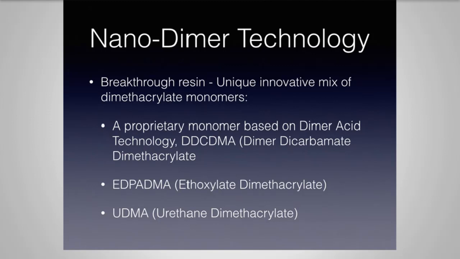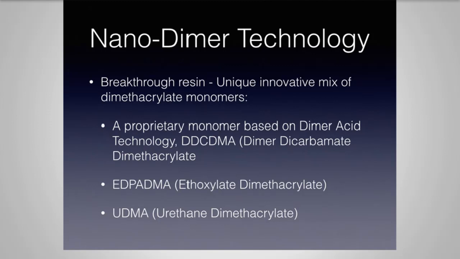So what is the nanodimer technology? It's a breakthrough in creating this unique, innovative mix of dimethacrylate monomers together. There is a proprietary monomer based on a dimer acid technology, this DDC-DMA, dimer dicarbamate dimethacrylate, mixed with this EDPADMA, or the ethoxylate dimethacrylate, and this UDMA, the urethane dimethacrylate.